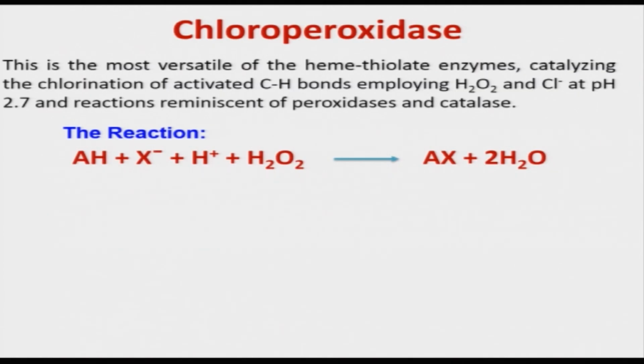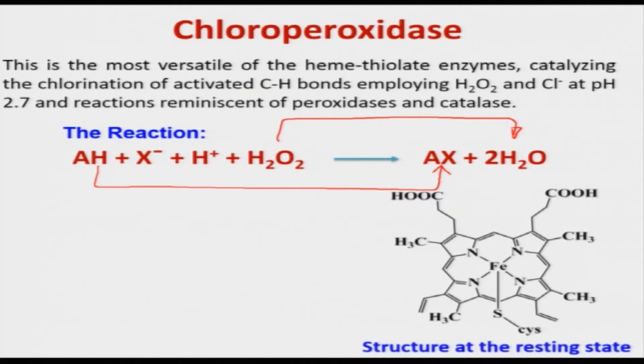So, the overall reaction is shown here: AH plus X minus, X is the chloride, plus H plus, and with the help of hydrogen peroxide, AH converts to AX, and hydrogen peroxide converts to water. So, while the substrate getting chlorinated is a very useful product in biology, hydrogen peroxide, which is extremely poisonous, converts to water, a very useful product for our environment.